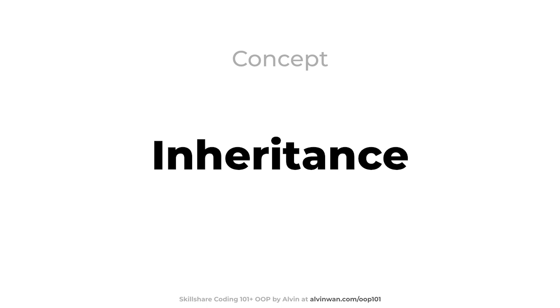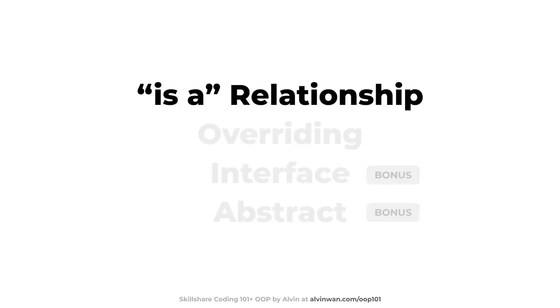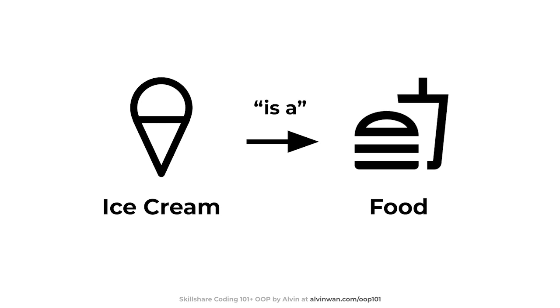Welcome to another conceptual lesson, inheritance. To understand inheritance, we need to understand an is-a relationship. For example, ice cream is an example of food. We know this because you can eat food and eat ice cream. However, ice cream can also have some extra methods that other food may not, like melt.